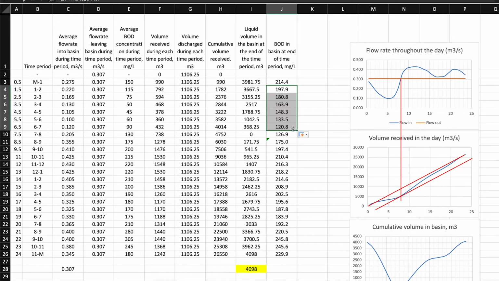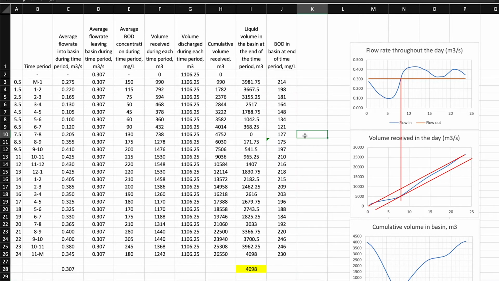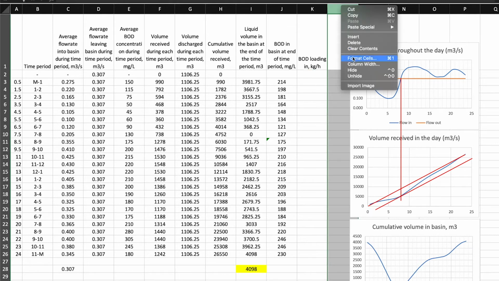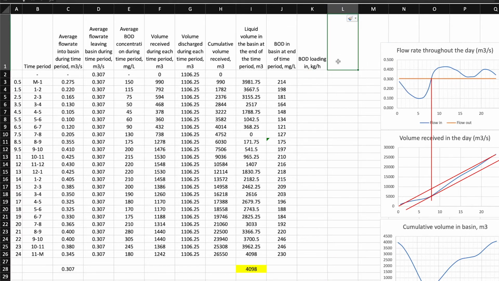Now you can see the BOD concentrations in the basin at the end of each time period. And this is assuming that the basin gets completely mixed. So whatever BOD was in there in the time period before is getting completely mixed with whatever BOD comes in with the new wastewater. Last step is to calculate the BOD loadings coming into the basin and the BOD loadings that are leaving the basin. So instead of just the concentration, we want to look at the loading in terms of kilograms per hour.